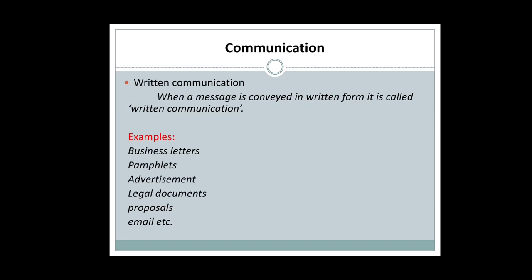What is written communication? When a message is conveyed in a written form, it is called written communication. This is as simple as that. Examples of written communication are business letters, pamphlets, advertisement, legal documents, proposals, email, etc.